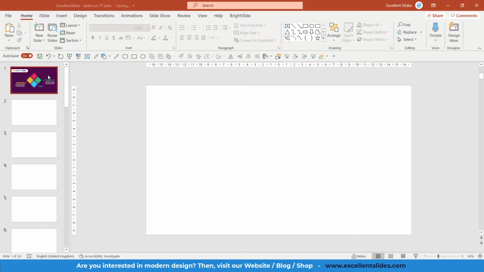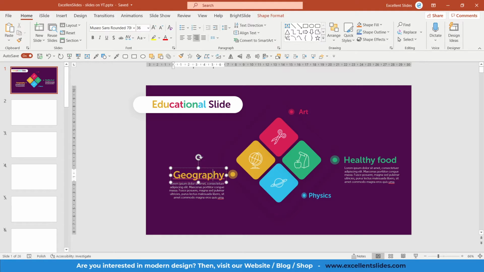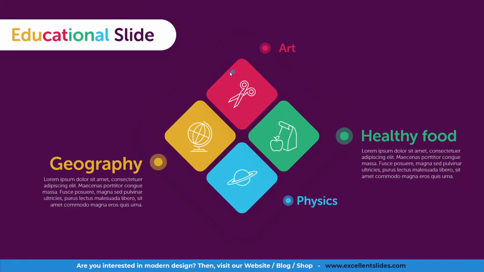Alright, so as you can see on this slide, I used some of these icons. Of course, the background is quite dark. And as you can see, we have four main objects here. So here there are scissors and art. Here you have an apple and kind of a bag with text healthy food. Here you have a planet and physics, and here you have the earth and geography.